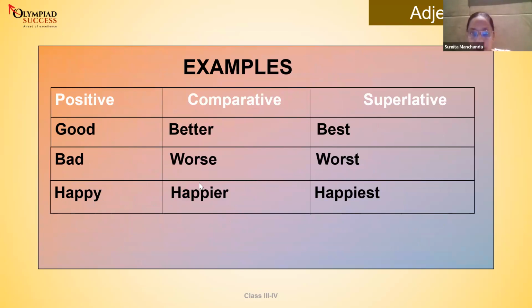Now see, children, there are a few examples. Positive good, comparative better, superlative best. Positive bad, comparative worse, superlative worst. Positive happy, comparative happier. Now see, ER, but I have to remove this Y and add I because this is the correct spelling. We can't change any spelling over here. And this is happiest, EST. Okay, so these are few examples. We have many, many degrees of comparison.